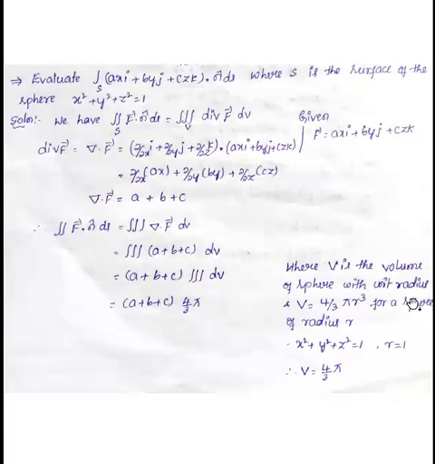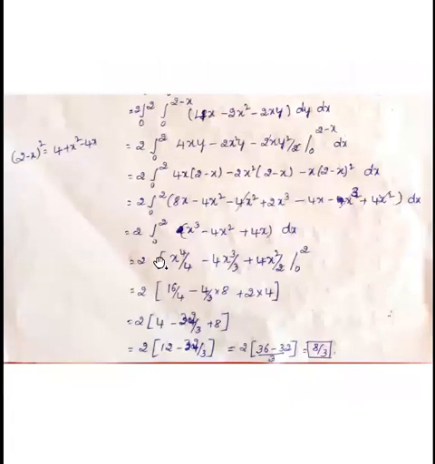So V is the volume of the sphere with unit radius, given x square plus y square plus z square is equal to 1, right? Here radius r is equal to 1. The formula for the volume of the sphere is V equal to 4 by 3 into pi r cube. Given the equation, the radius is 1. Substitute this: volume is 4 by 3 into pi. So the triple integral of dV is 4 by 3 into pi. That is the double integral of F dot n cap into dS.